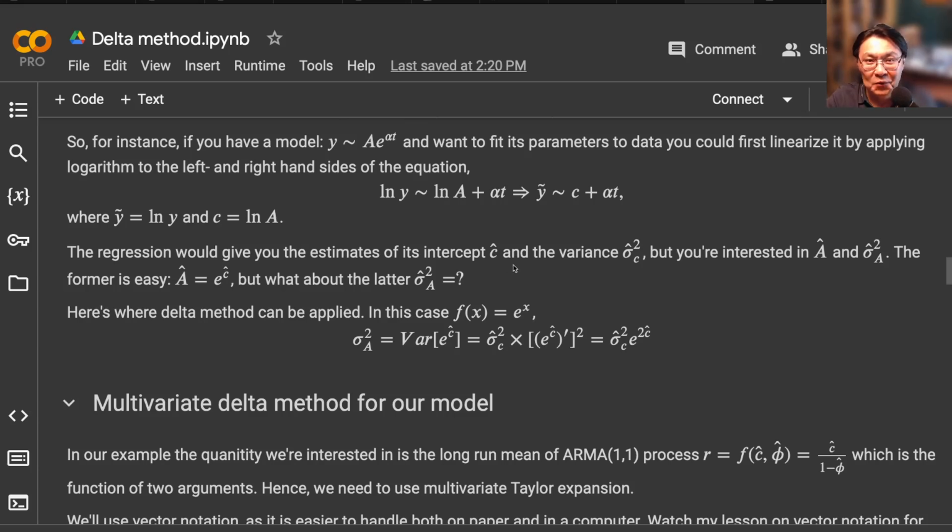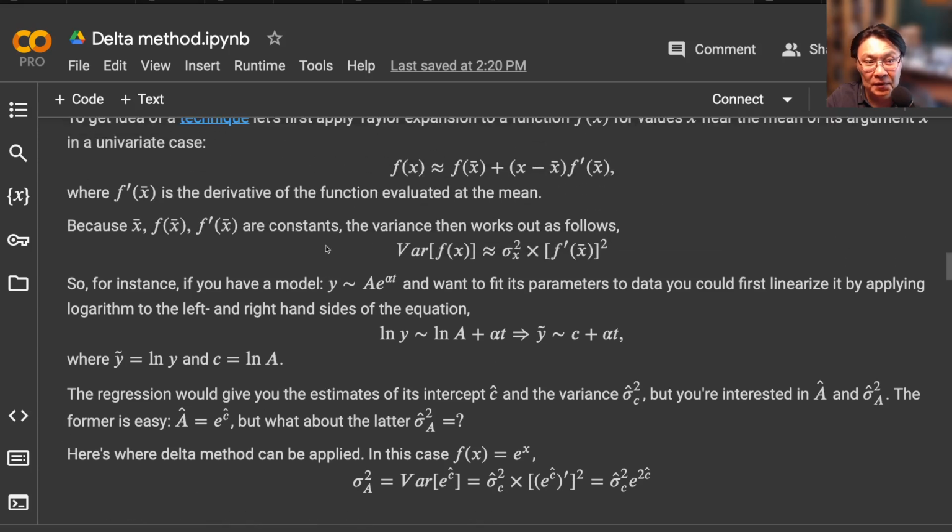But we want to know the variance of the amplitude. Again, we know the variance of C, right? And then we know the function. So it seems we can apply the delta method, right? Because we know the variance of an argument of a function and we can calculate the derivative. So we can apply the delta method here.